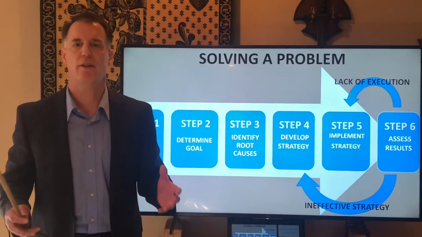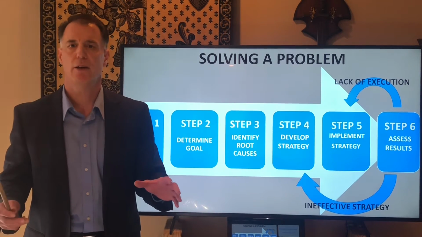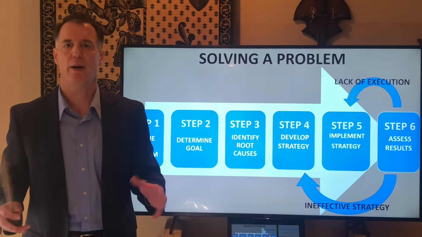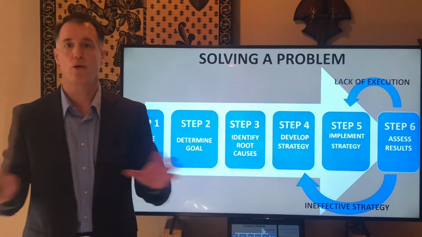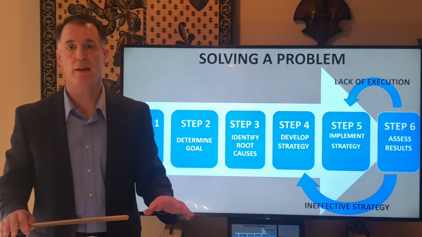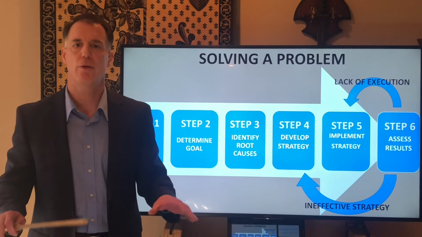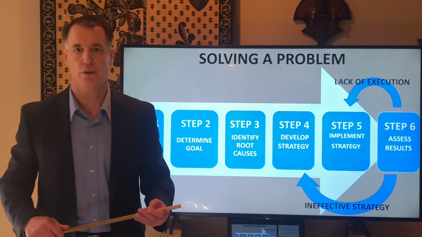Now it's necessary to see if the action plan accomplished the goal. So in step 6, you assess and evaluate the results of your work. If you corrected the problem and attained the goal, great. Time to move on to fix the next problem. But if you didn't, you have to determine if the failure was due to an ineffective strategy or a lack of proper execution of the strategy.